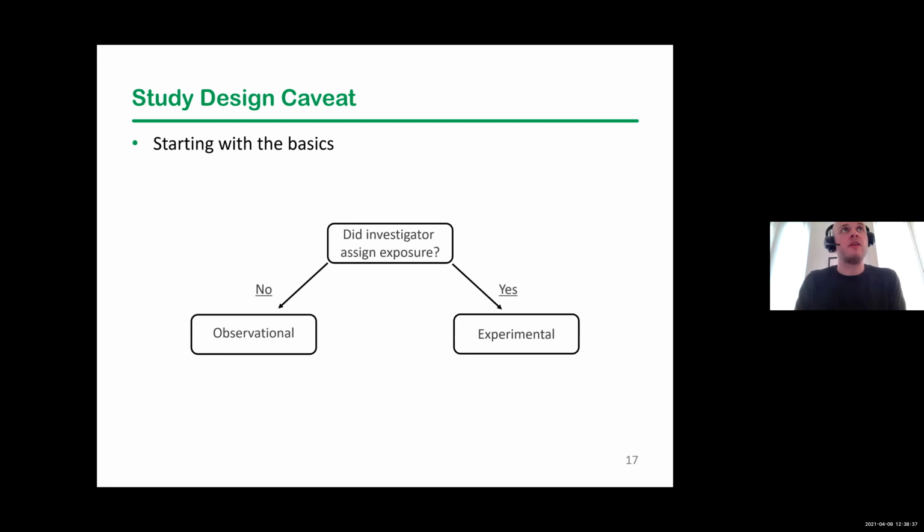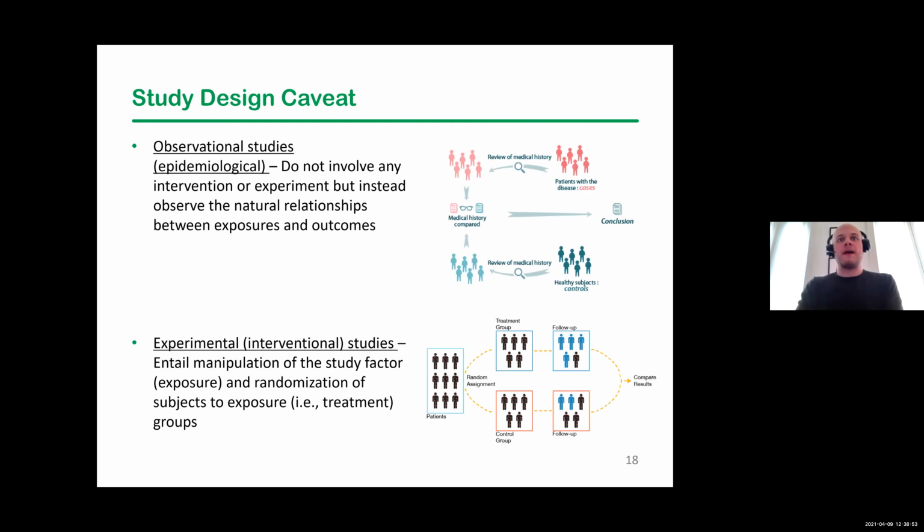If, however, you did want to randomize perhaps some type of drug or therapy or treatment to some children and not randomize it to others, ethically, and it's okay to do this, you have an experimental study, and that's on the right side. Experimental studies are typically your randomized clinical trials. Observational studies are generally epidemiological studies. They do not involve any intervention or experiment, but instead observe the natural relationships between exposures and outcomes.